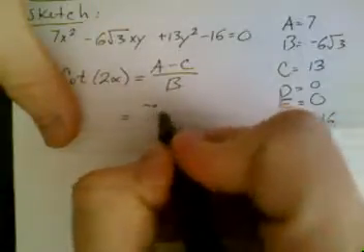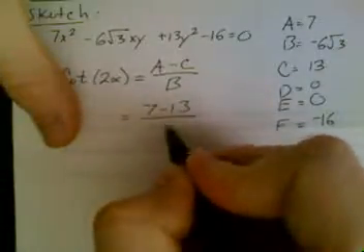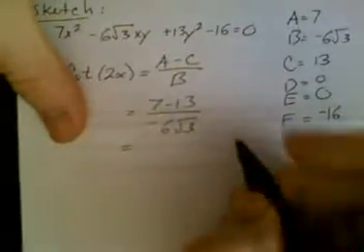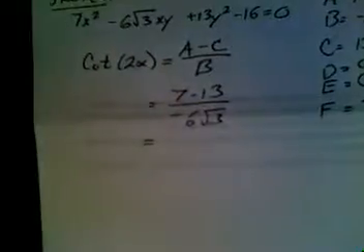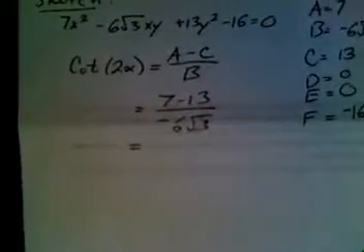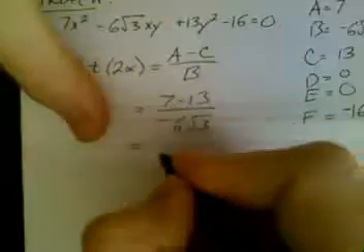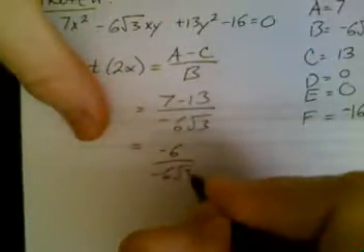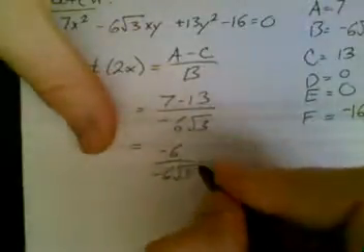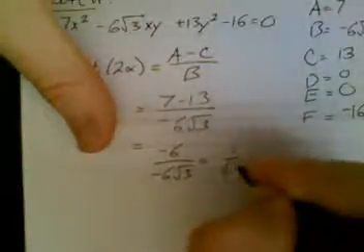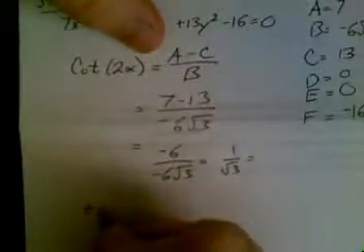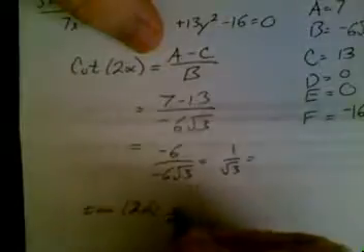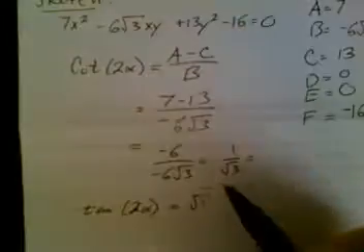This is equal to 7 minus 13 divided by a negative 6 radical 3. That's going to be a, and if you can see that, let me zoom in a little bit. There we go. Okay. So I have negative 6 divided by negative 6 radical 3. And the negative 6 is canceled out. I'm left with 1 over radical 3, which is the same thing as, well, if I do this in a different light, tangent of 2 alpha is equal to just radical 3. Again, I'm changing this to be tangent and flipping this to be just radical 3.